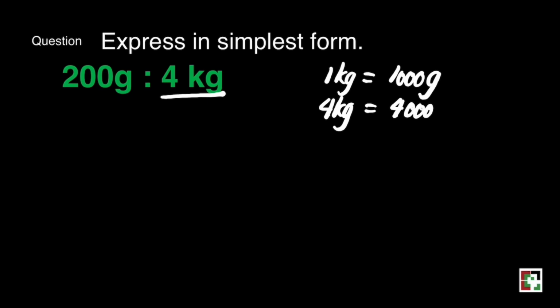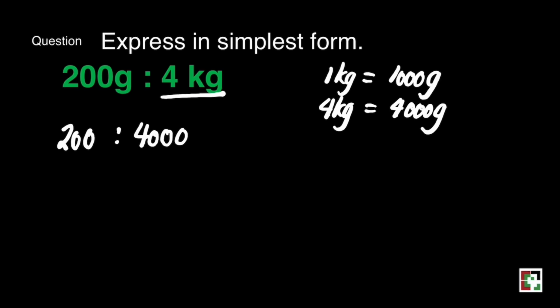Let's have another one here. 200 grams is to 4 kilograms. We know that 1 kilogram is equivalent to 1,000 grams, and 4 kilograms is equal to 4,000 grams. Our new ratio is 200 grams is to 4,000 grams. Why do we need to change? Because we cannot do lowest term when they don't have the same label or unit. So it is important that before we do lowest term, we have to check if the label and unit is the same.